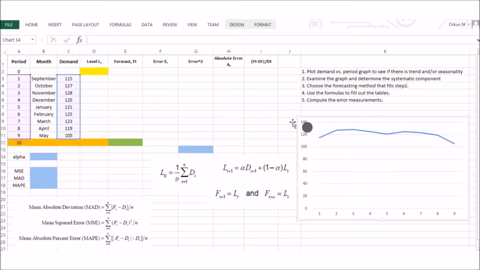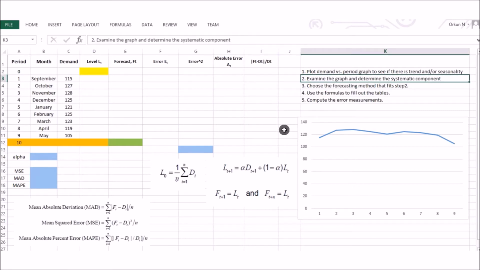If you look at this graph, we see that the demand is pretty stable. This makes sense because people usually buy their coffee early in the morning and it doesn't really depend on anything. There is no trend, there is no seasonality. So by looking at this, we can say our systematic component is level. So, step two: the systematic component is level, which means we can choose our forecasting method based on that.